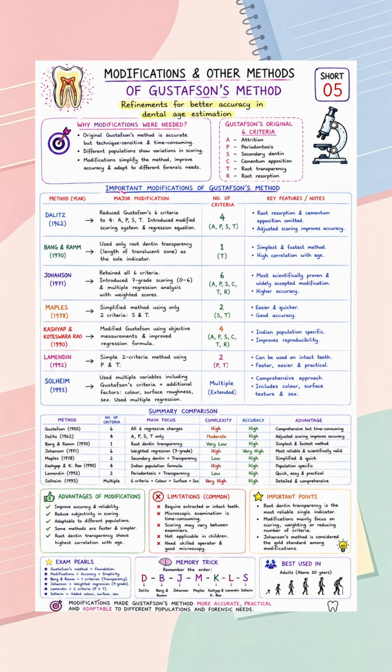Root dentin transparency shows the highest correlation with age, but the main limitation is it requires mostly extracted or intact teeth. Microscopic examination is time consuming. Scoring may vary between examiners, it is not applicable in children, and it needs a skilled operator and good microscopy.